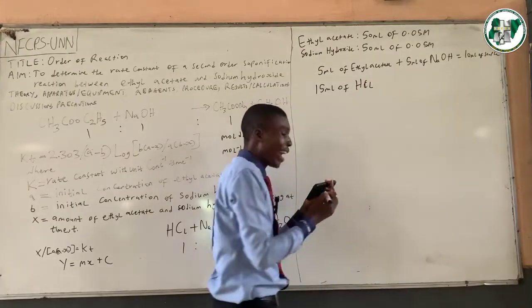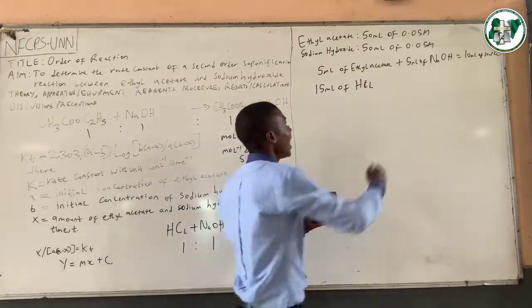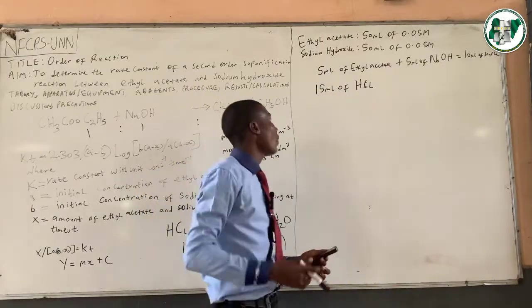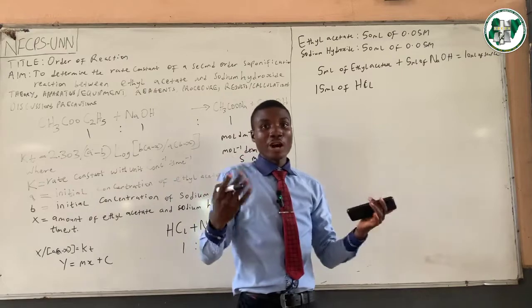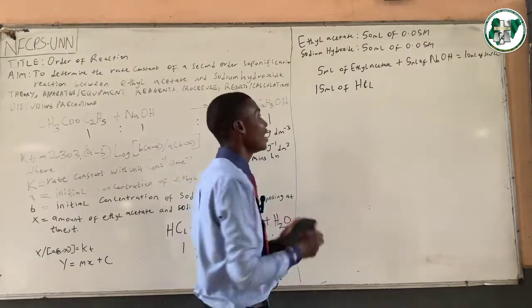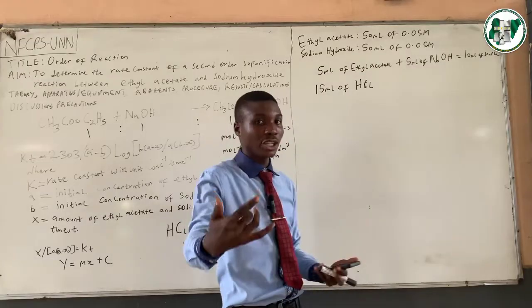The reason is that 5 ml has already reacted with 5 ml of sodium hydroxide out of the 20 ml. Now we have 15 ml left. With your eyes, you can't see 15 ml. So basically, you have to know how to determine the amount of HCl left by doing a titration.